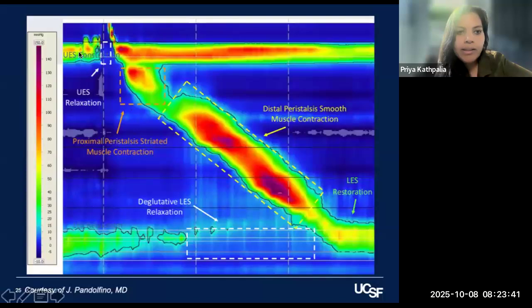Here again, you can see the upper esophageal sphincter is opening. You have a nice peristaltic wave and then LES relaxation here. The top 1/3 of the esophagus is skeletal muscle. The bottom 2/3 is smooth muscle. And then you have this transition zone. So that's why you tend to see a little bit of decreased pressure within that transition zone on these swallows.